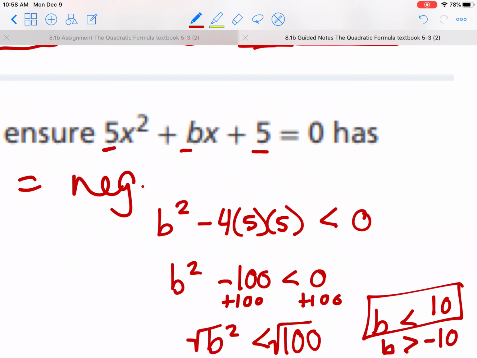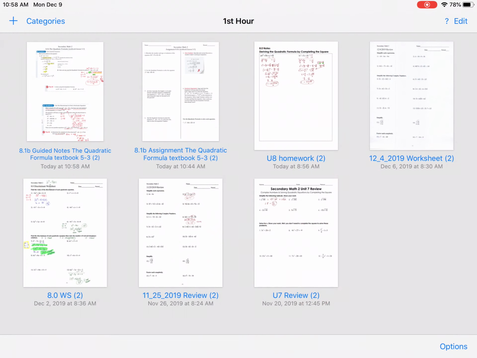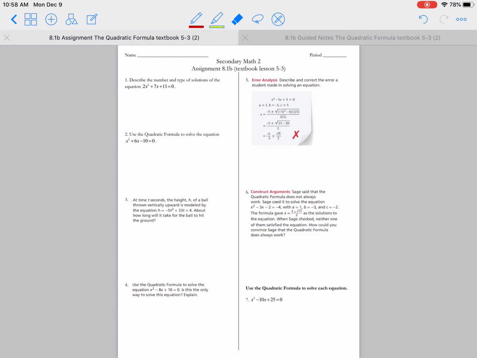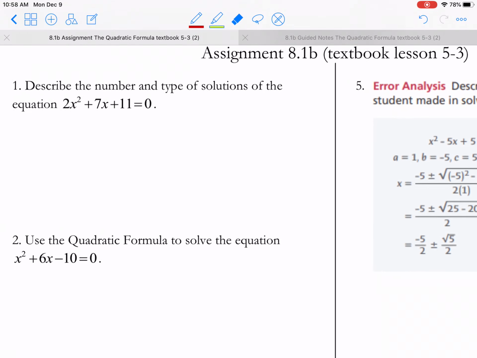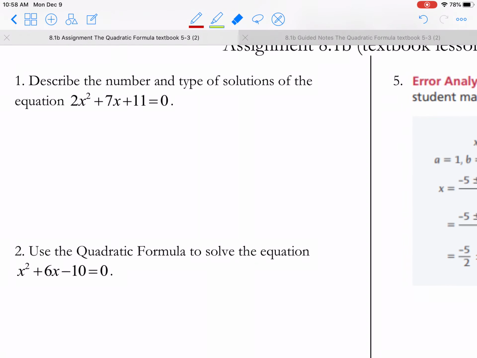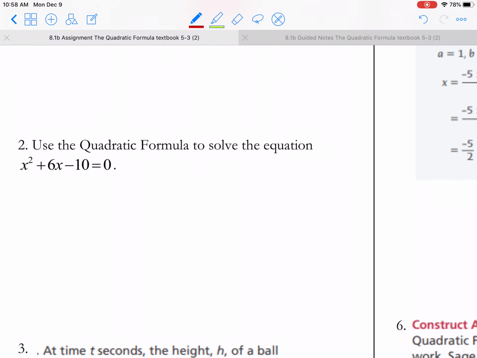Like I say, in the homework problems, neither of them really go in that direction. I'd like to try one of the homework problems with you before I turn off the video. Let's just glance at what we have. First, it says describe the number and type of solutions. Using the discriminant is going to help you out with this one, right? Next, number 2 says use the quadratic formula to solve. So we want the whole formula, x equals negative b plus or minus the square root of the whole thing.